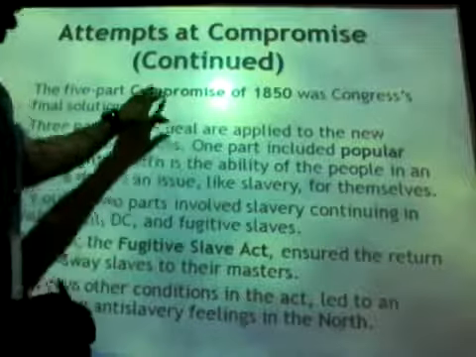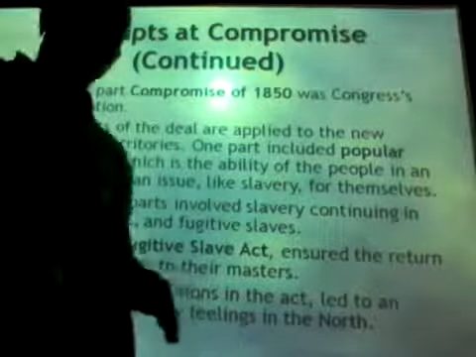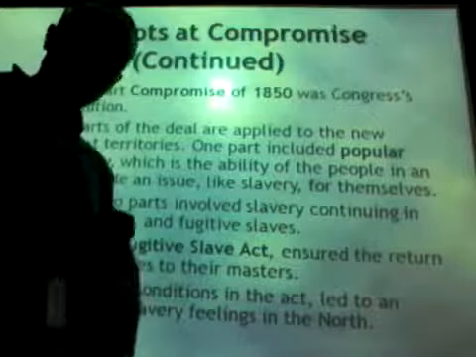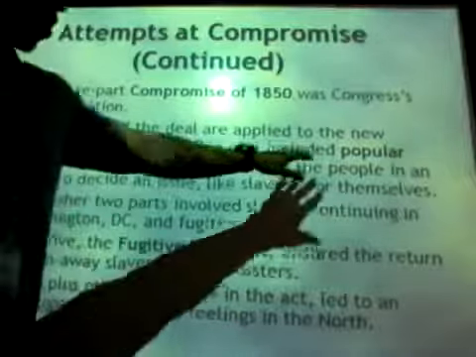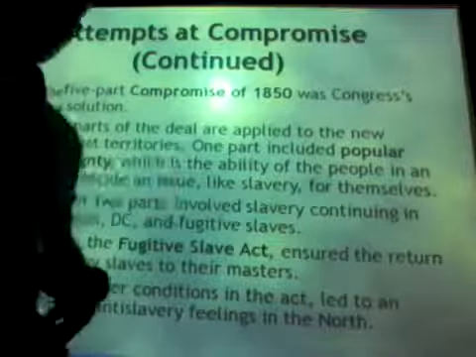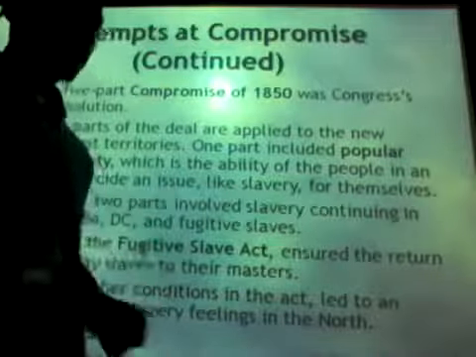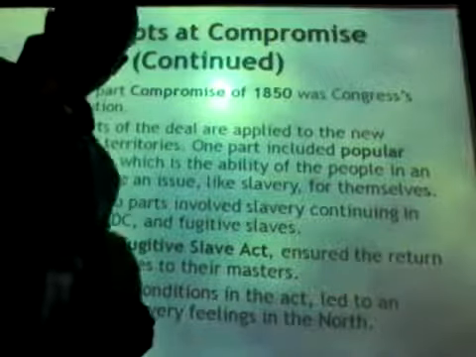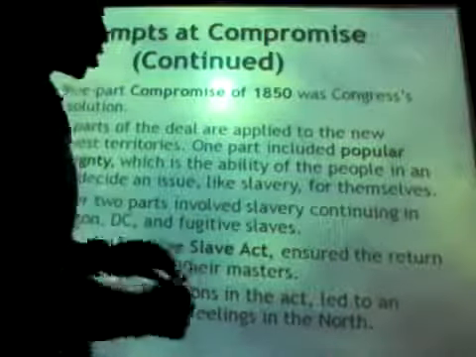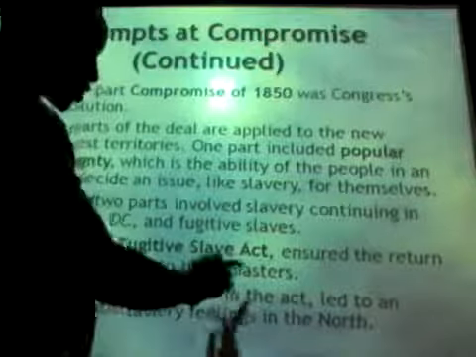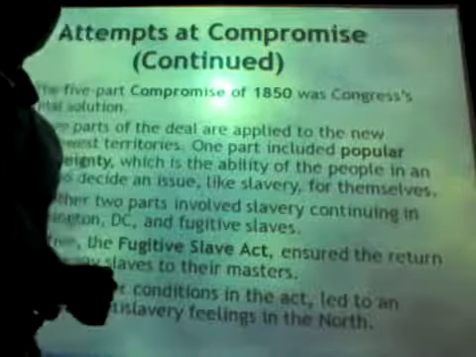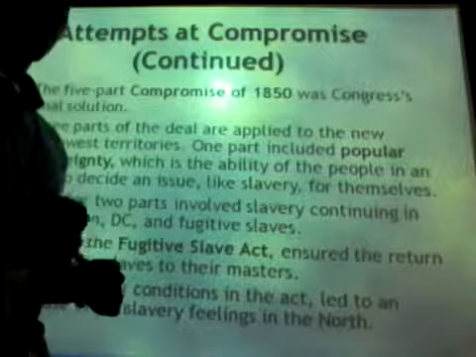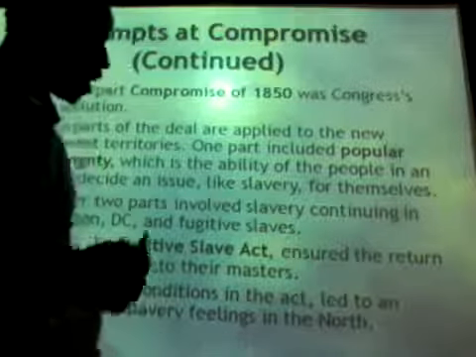Now this is pretty much the last major attempt by the federal government to ease the tensions between the North and the Southern states. So they come up with the idea of popular sovereignty in the Compromise of 1850, believing that this will settle the issue, that these new territories will be decided free or slave by voting, which is the American way. And the Fugitive Slave Act was put into that compromise to help ease the tensions and calm down the South, because they felt like their slaves were running away and the North was protecting them.